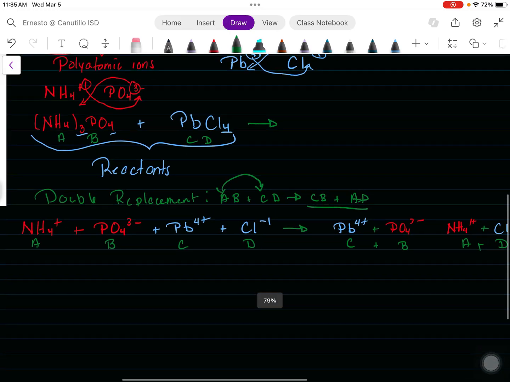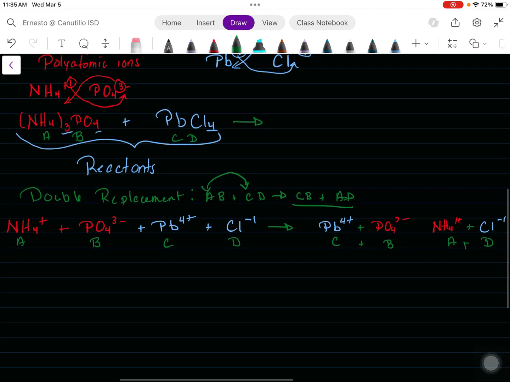Okay, we figured out that it's going to be a double replacement reaction. We started off with AB plus CD, and once we figured out it was a double replacement, we went ahead and rearranged it according to the model, which says that C bonds with B and A bonds with D, which is basically saying that the positive ions are going to just swap places, right? That's exactly what we did.